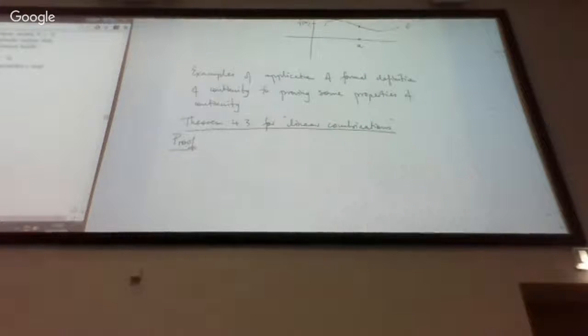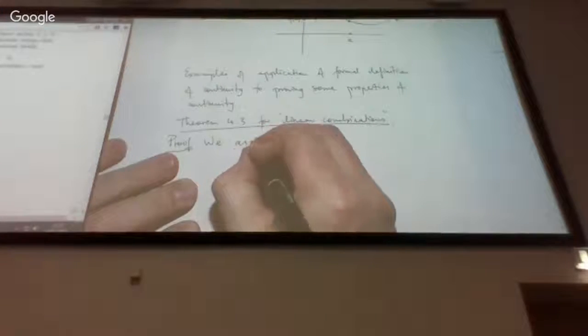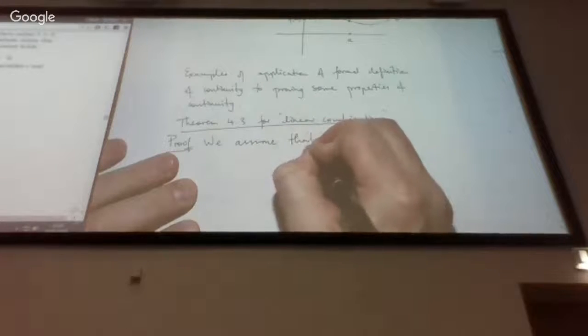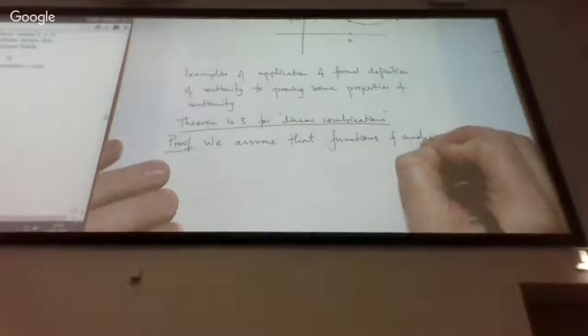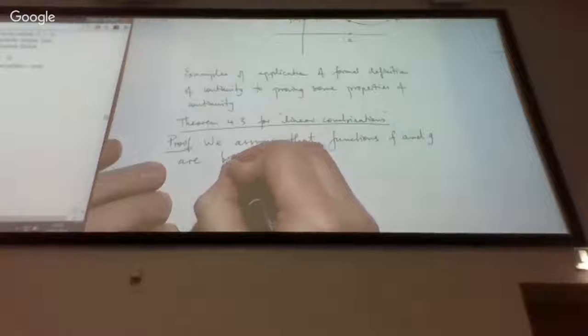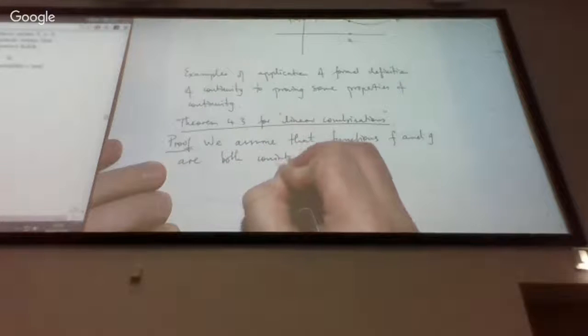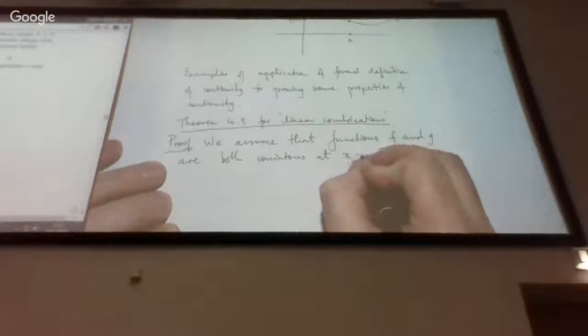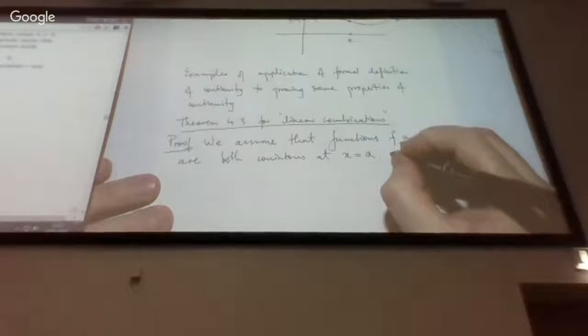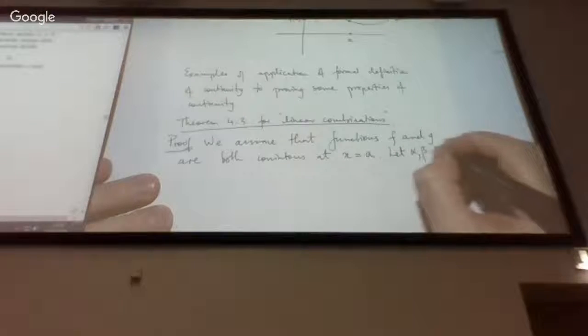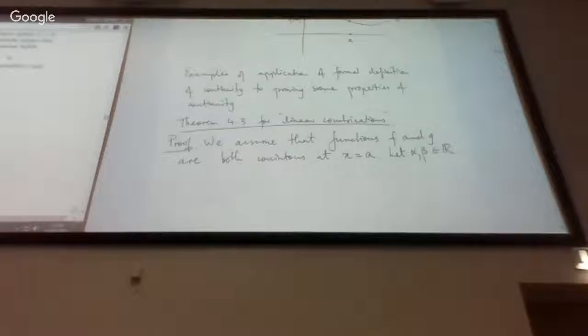So we assume that functions f and g are both continuous at x equals a. Okay. f and g are two functions that are continuous at the point x equals a. We let alpha and beta be any two real numbers. These are going to be the coefficients in the linear combination of functions that we're going to construct.